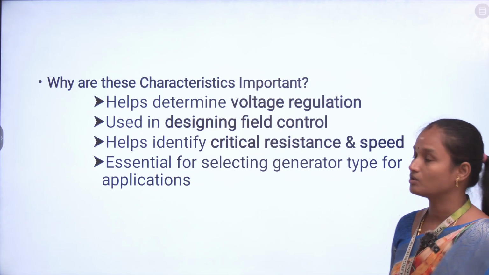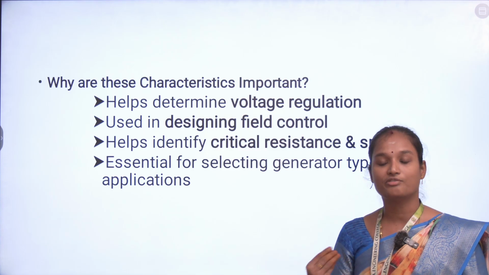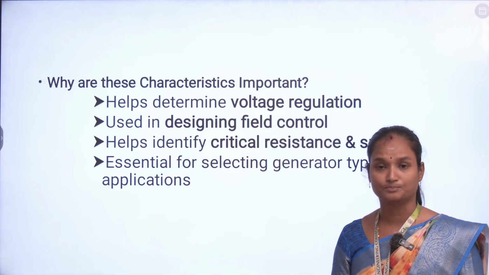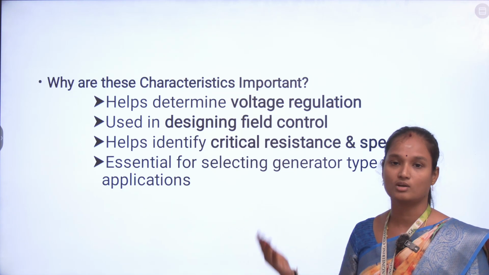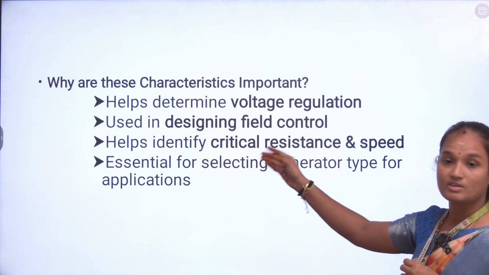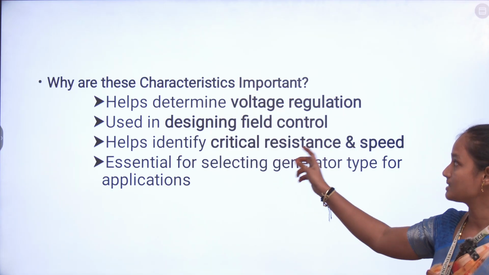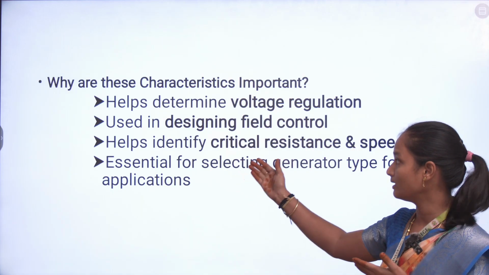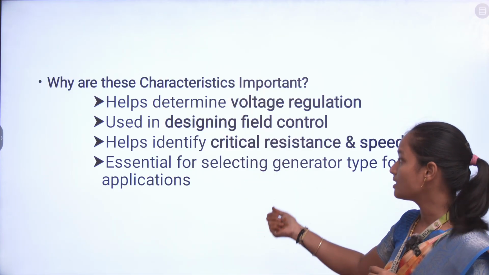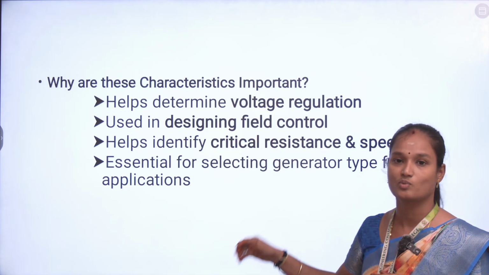Before we get into the characteristics, why are these characteristics very important? In order to find what will be the consequences in voltage or current, we need to find out the essentials of characteristics in a DC generator. The first one helps to determine the voltage regulation. The second one is used in designing the field control. The third one helps to identify the critical resistance and speed. And last, we have to select the type of generator depending upon the applications we have to use it for.